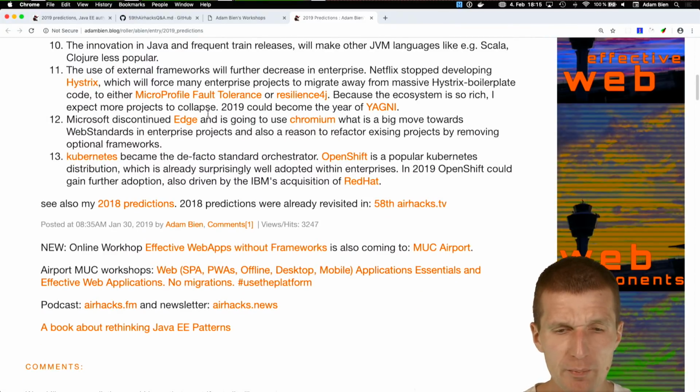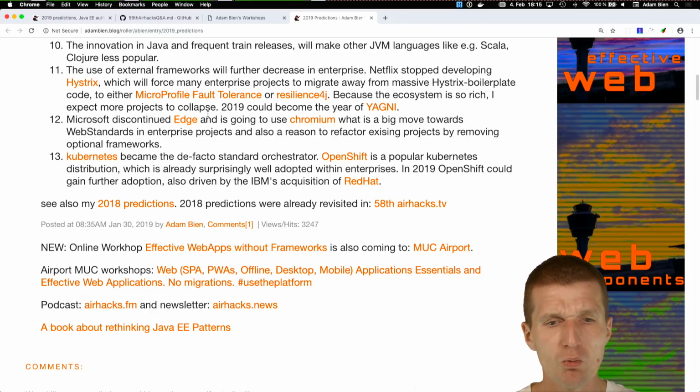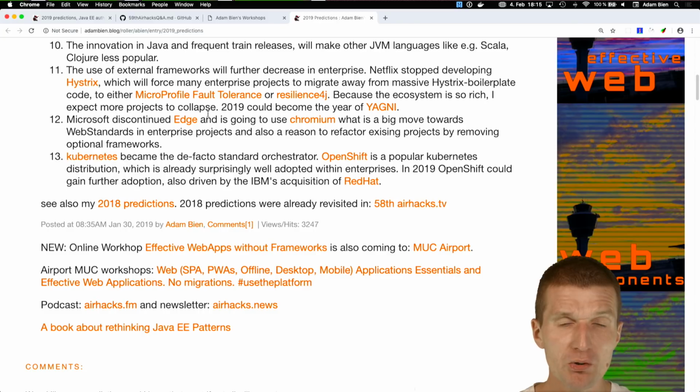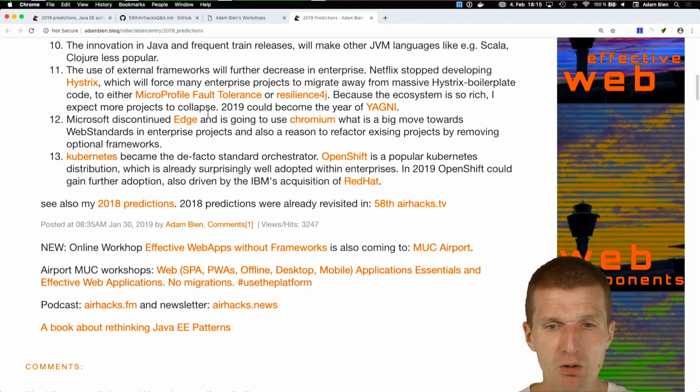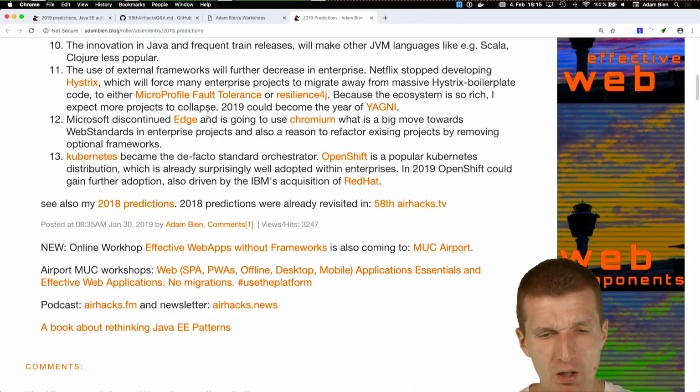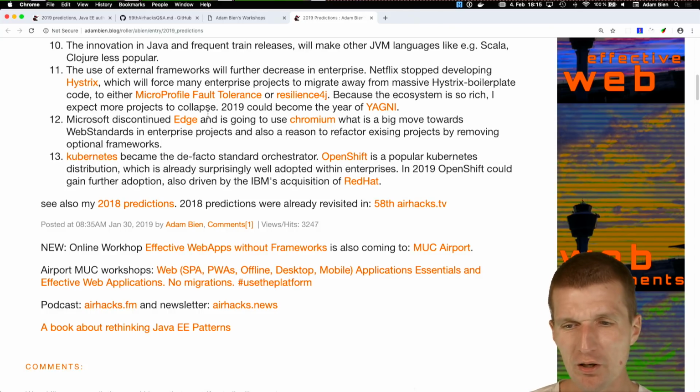And Java has now train releases, and what happens with train releases, we get more releases per year, so we also get more press releases per year and more features per year, which could lead to Java becoming more and more popular and the other JVM languages like Scala and Clojure less popular. A big deal, actually.